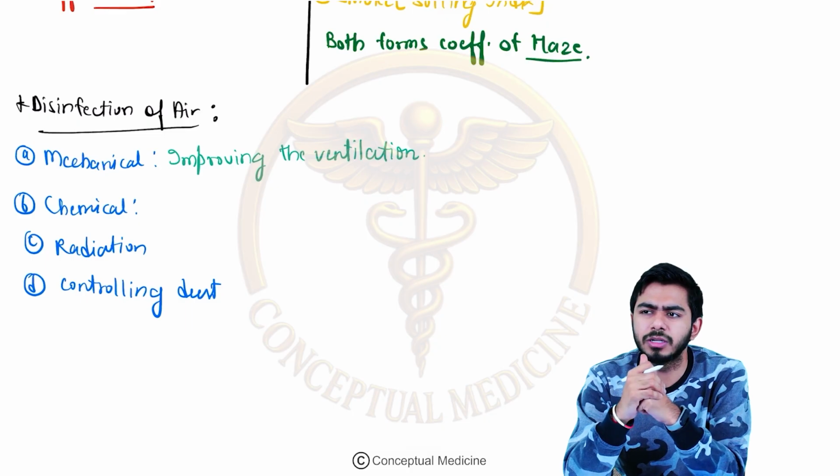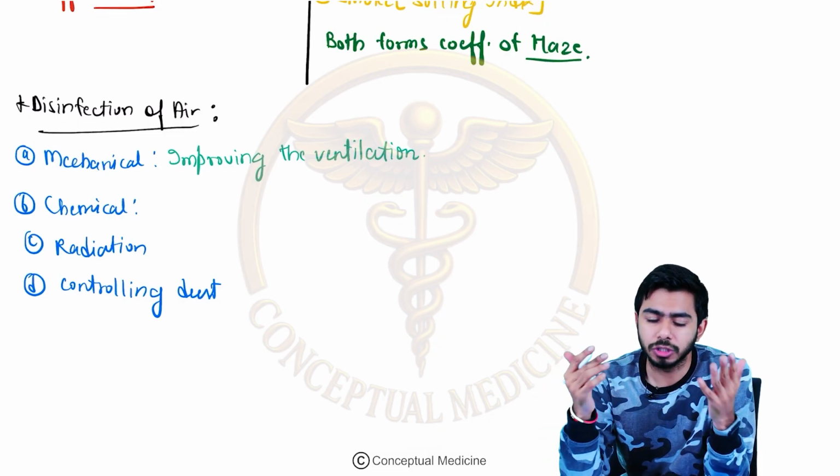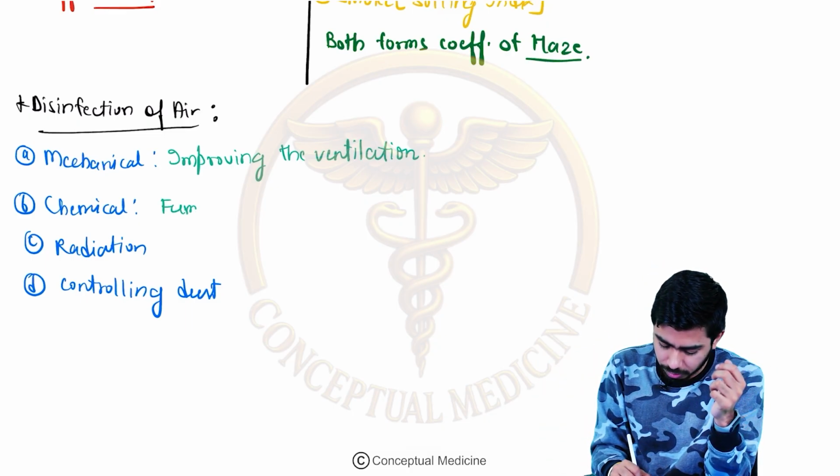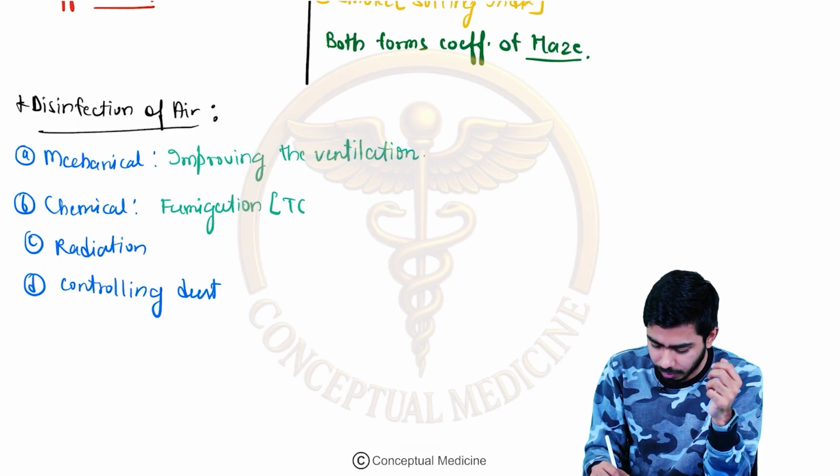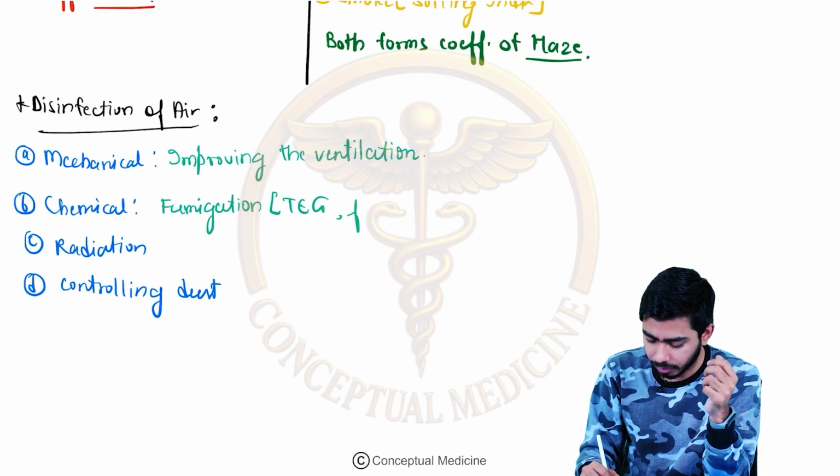Now chemical, if you talk about, then we shall be using some of the chemical methods to disinfect the air. For an example, in the operation theater we are using the fumigation methods, right? And how we are doing the fumigation? Basically we are taking the help of triethyl glycol or formaldehyde.